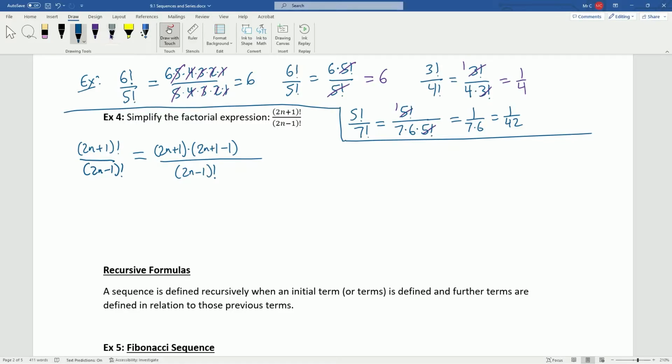Which is, of course, just 2n, right? This is really just 2n. And then what's the next term? It's whatever that was, minus 1. That's 2n minus 1. Oh, but I'm going to be multiplying by all of the integers down to 1 here, which is the same thing as (2n minus 1) factorial. So now these cancel, and I get left with the (2n plus 1) times 2n, right? Because this expression simplifies to 2n. When I distribute that, that's 4n squared plus 2n.